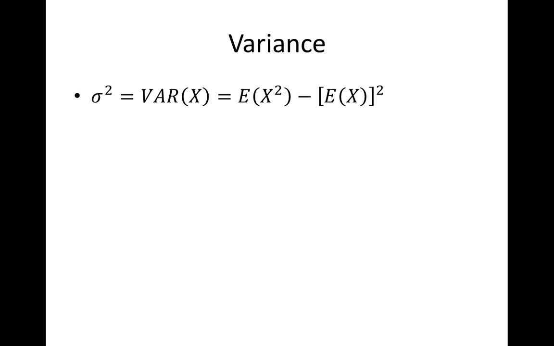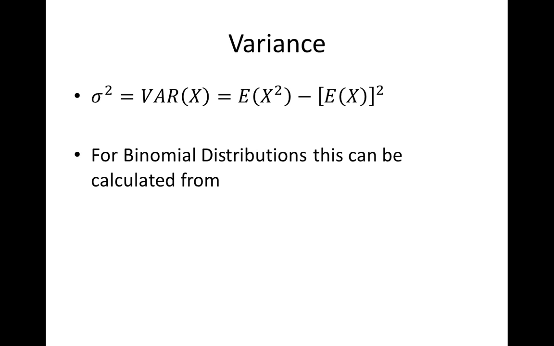Similarly, for the variance, as with all discrete probability distributions, we can find the variance from the expected value of X squared, take the expected value of X all squared. But for the binomial distribution, we can use NP times 1 minus P.